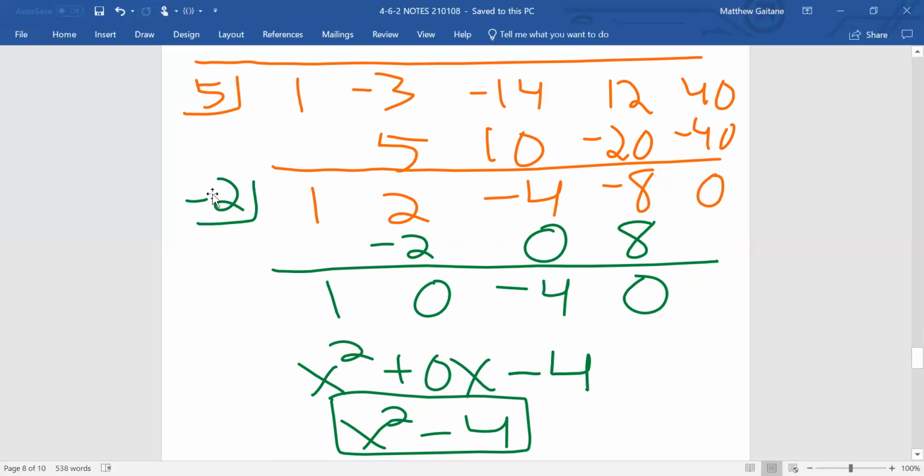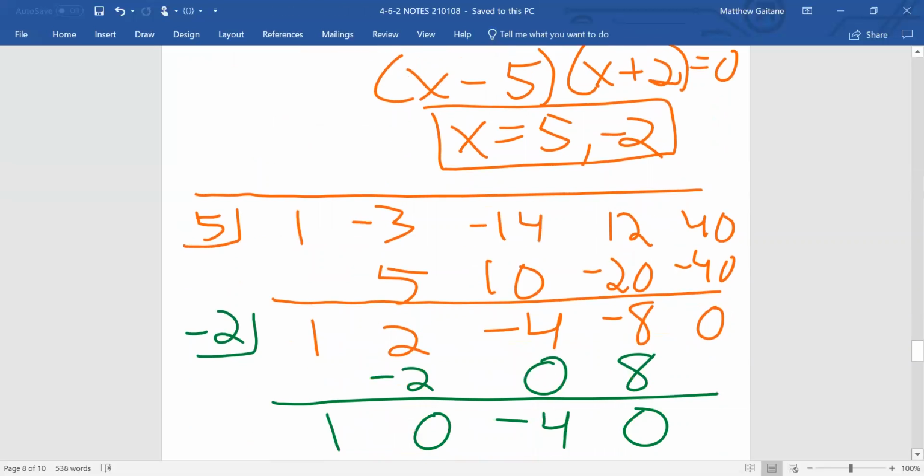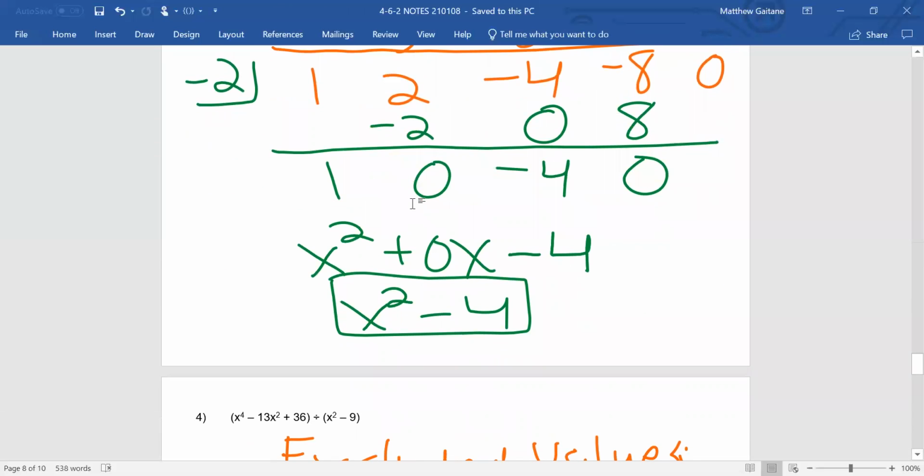So here in the green, I add the second excluded value of -2, bring down the 1, times -2 is -2, and these cancel. So you're going to end up with 0x, as you can see here. And then 0 times -2 is 0. Add down, we get -4. And then you have no remainder, because -4 times -2 is 8, and the column for remainders cancels. So we want to write our answer here as x squared minus 4.